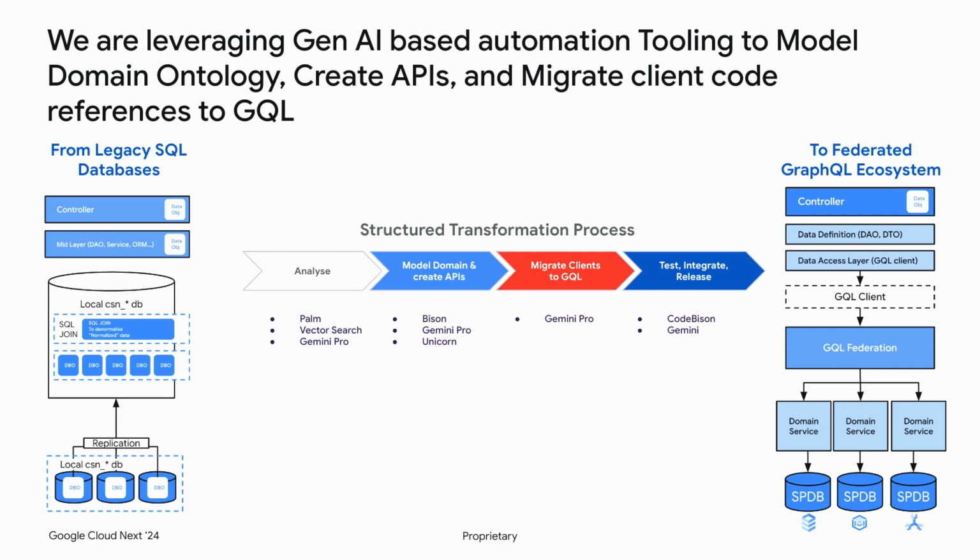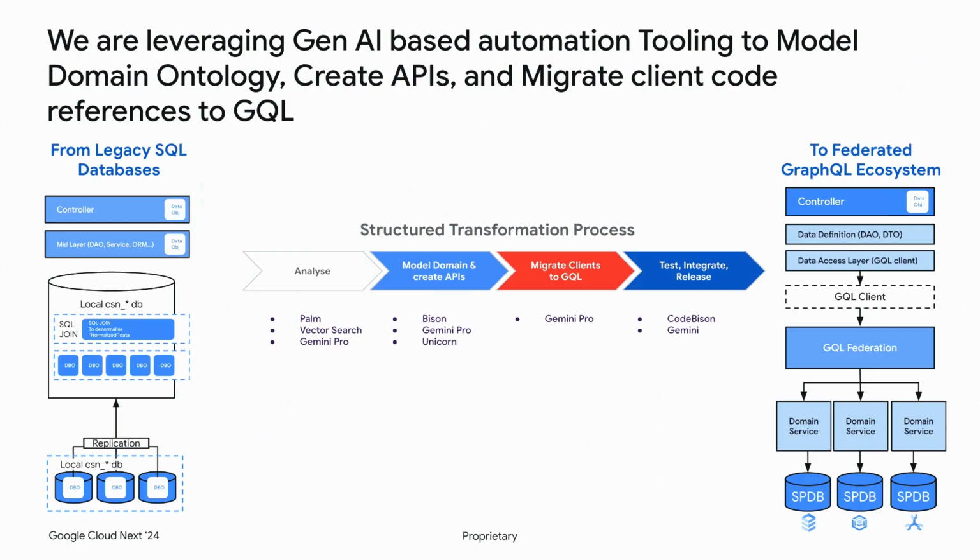And we used a number of models in this. We used Palm. We used, obviously, Gemini Pro 1.5. That's been a huge improvement in the code capabilities. And then Bison, Unicorn, and others. But notably, we also use vector search to help incorporate and pull some of this corpus of knowledge so that we can really start to make progress in this space.